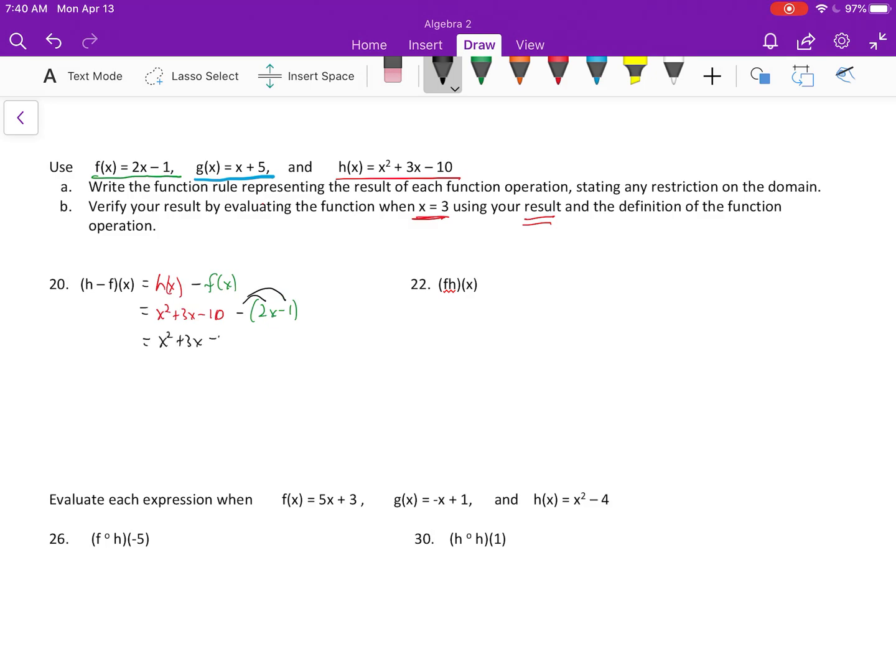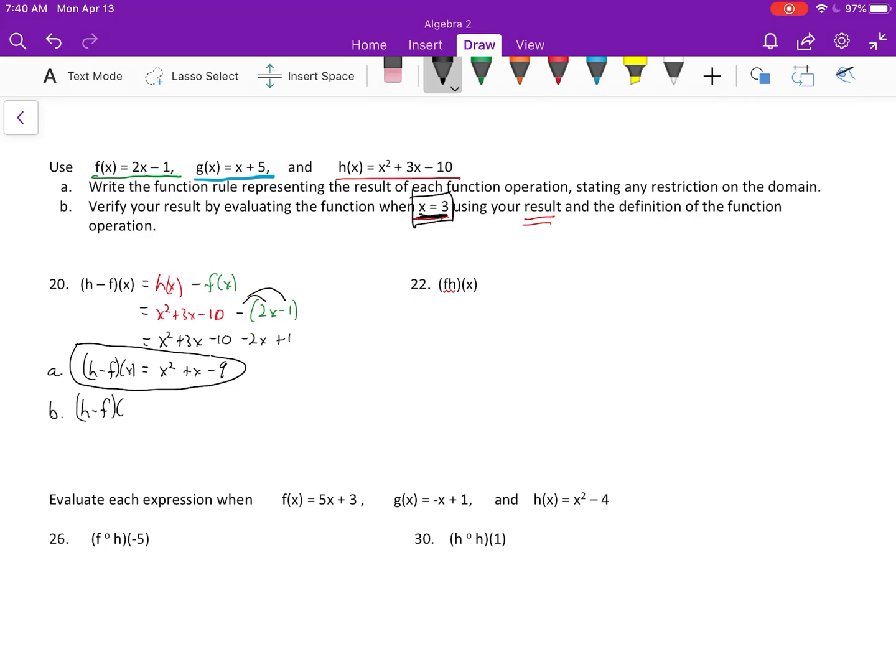And now we work that out. We have to distribute the negative. So this is x squared plus 3x minus 10 minus 2x plus 1, because we're distributing that negative. And we have x squared plus x minus 9. So that's h minus f of x. That is part A. We figured out what that function rule was. There's no restrictions. Now we want to do part B, where we're going to plug 3 into this.